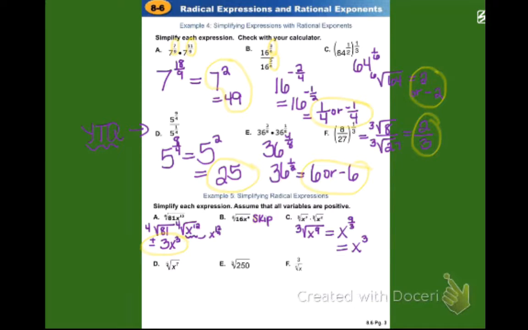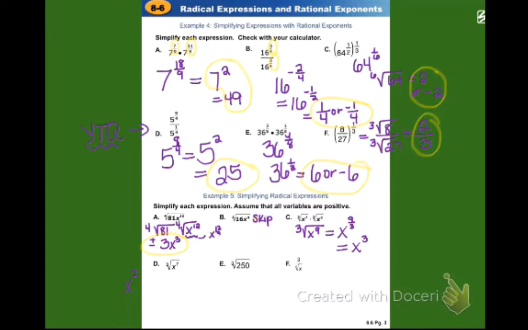Okay, taking a look at example B, there's really 2 approaches. It all depends on what the expectation is in terms of the final answer. When I think about the 5th root of x to the 7th, I know that's the same as saying x to the 7/5. But what if you were not allowed to write fractional exponents? Let's say we wanted to only have integer exponents.